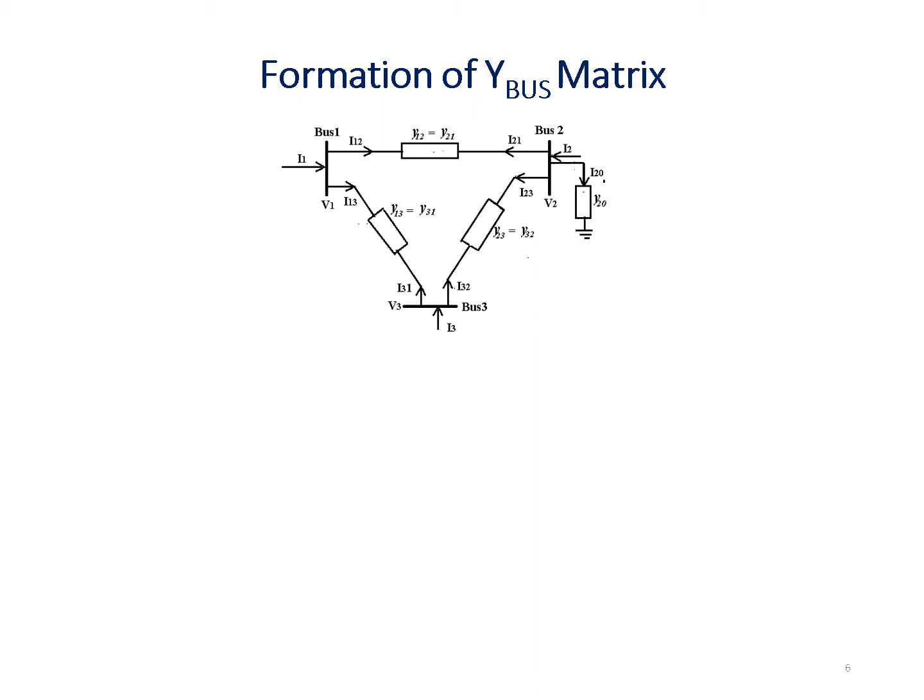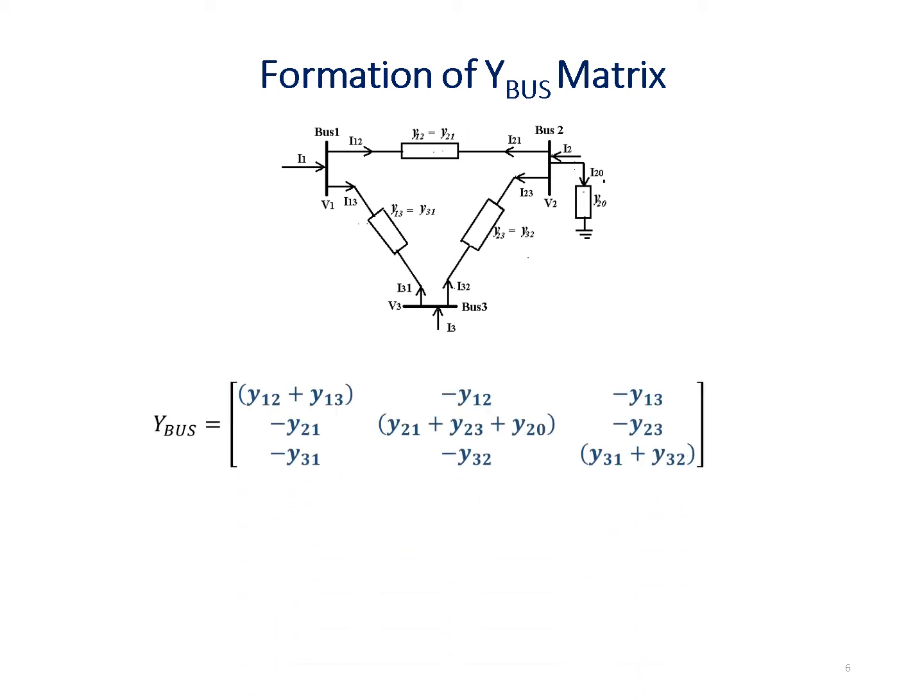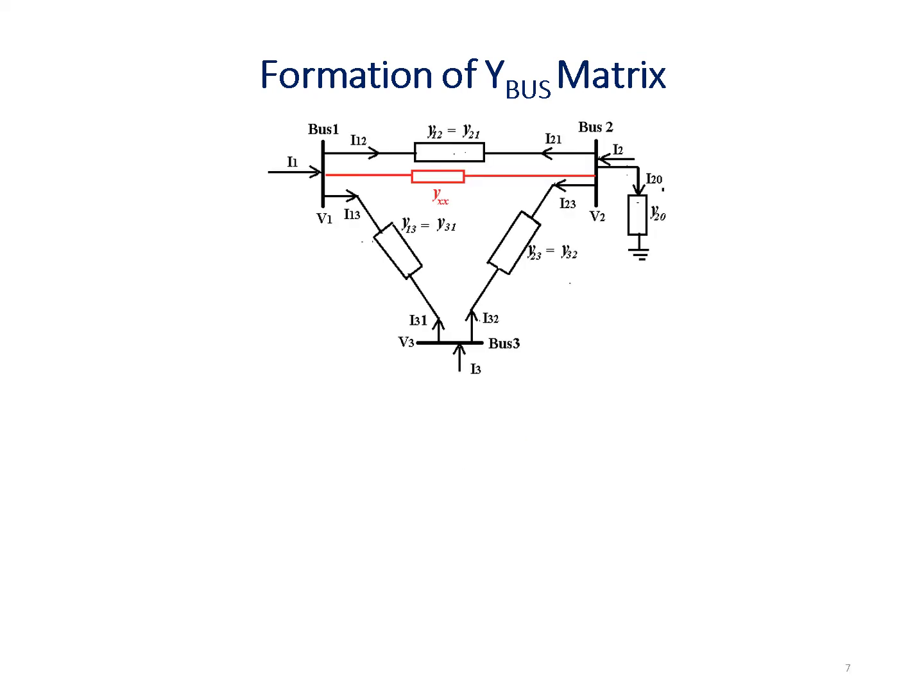So this is the standard system. Whatever we discuss is based on this 3 bus power system, and we know this is the standard Y bus matrix in this configuration. Suppose we introduce another line which is parallel to the existing line between bus 1 and 2. How does this component modify the elements of the existing Y bus matrix?